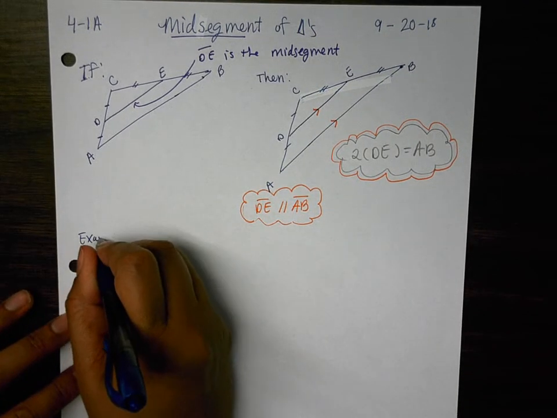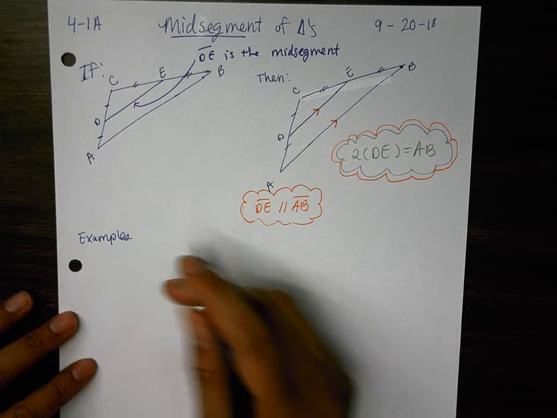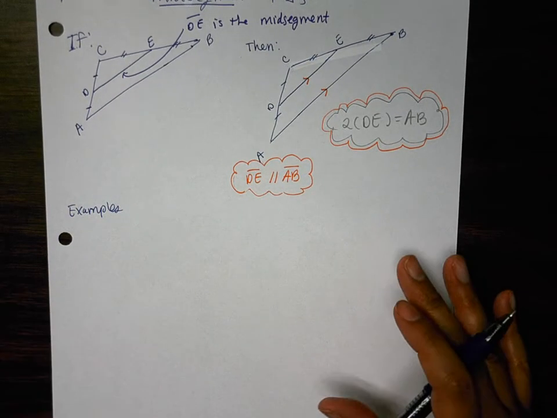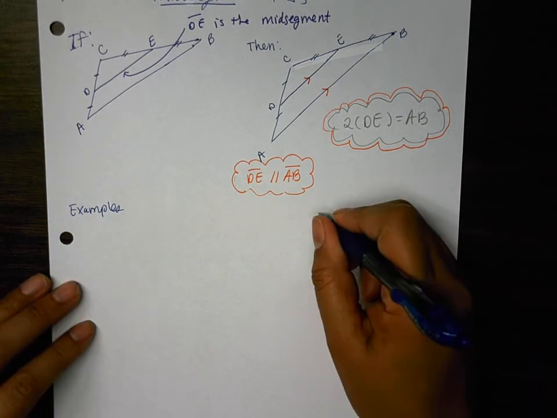All right. Examples. Before we get to the numbers, we're just going to learn how to read the triangle. Please listen.